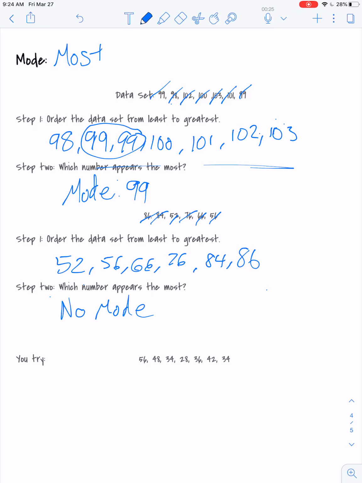So now I want you to try. Find the mode of this data set at the bottom. Okay, let's do it together now. So we have 28, we have 34, we have 34, we have 36, we have 42, we have 48, and we have 56. So our mode would be 34.